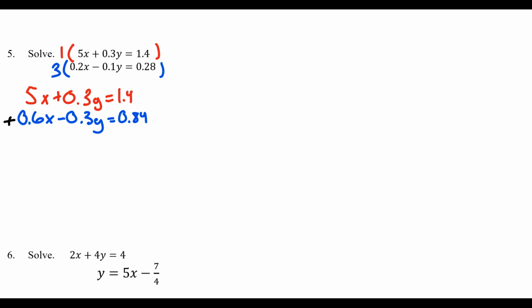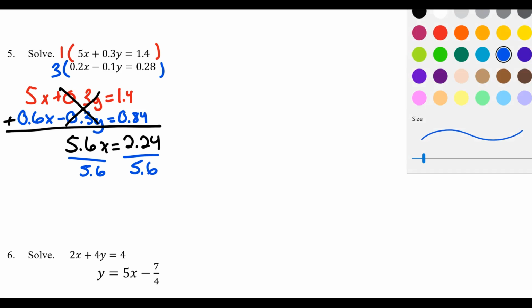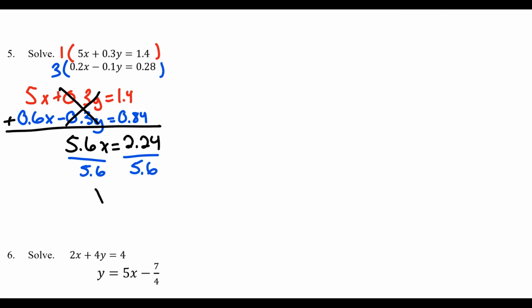So now notice that I can eliminate the y's by adding these two equations together. And so I'm going to add these two equations together, get rid of my y's, leaving me with 5.6x is equal to 2.24. I will divide both sides by 5.6, and that's going to give me that x is equal to 0.4.